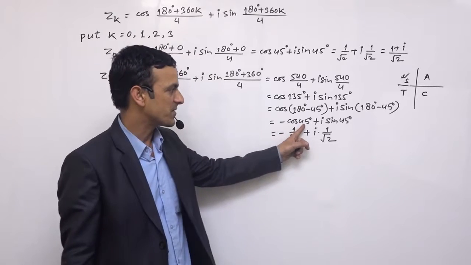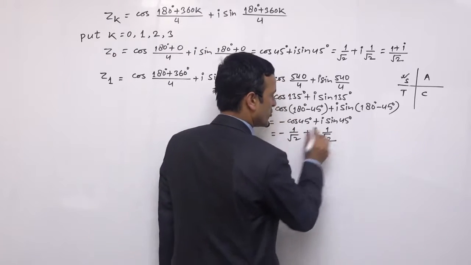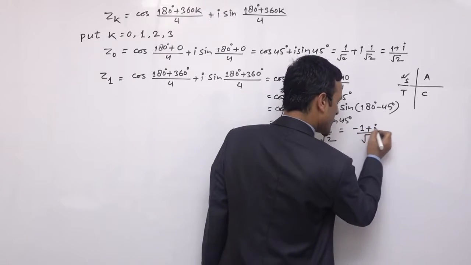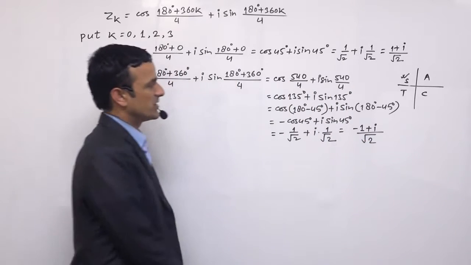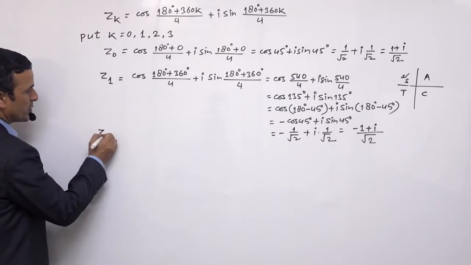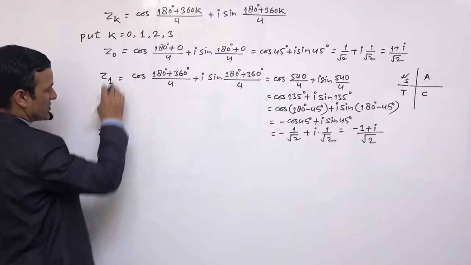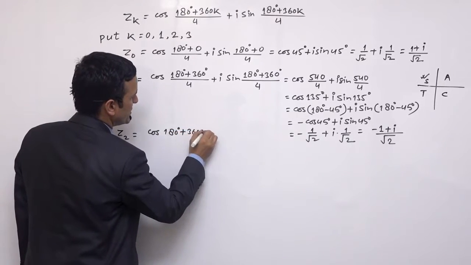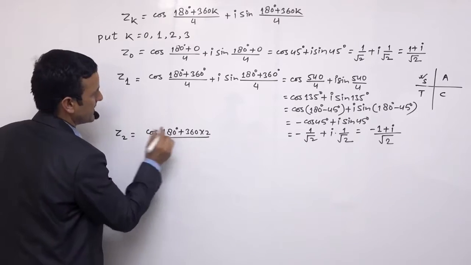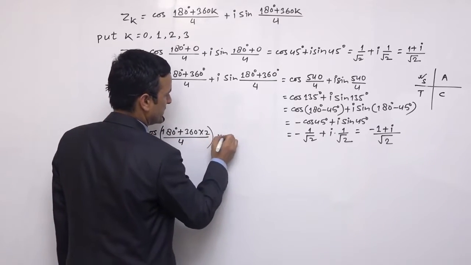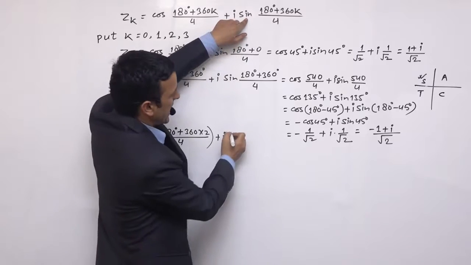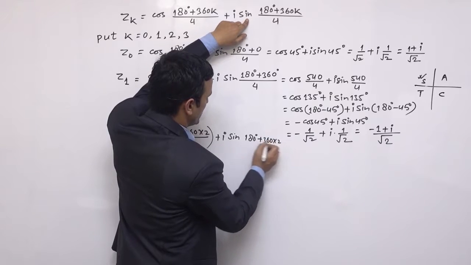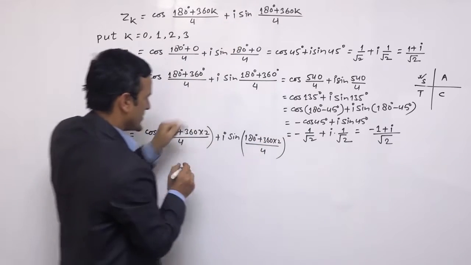As you know that the value of cos 45 is 1 by root 2, so with the minus sign it is minus 1 by root 2. So if you take the LCM, then you will get minus 1 plus i upon root 2. So this is another solution. If we put the value of 2 in this step, then we get cos of 180 plus 360 into 2 divided by 4, and i sine 180 plus 360 into 2 divided by 4. So this is another solution.